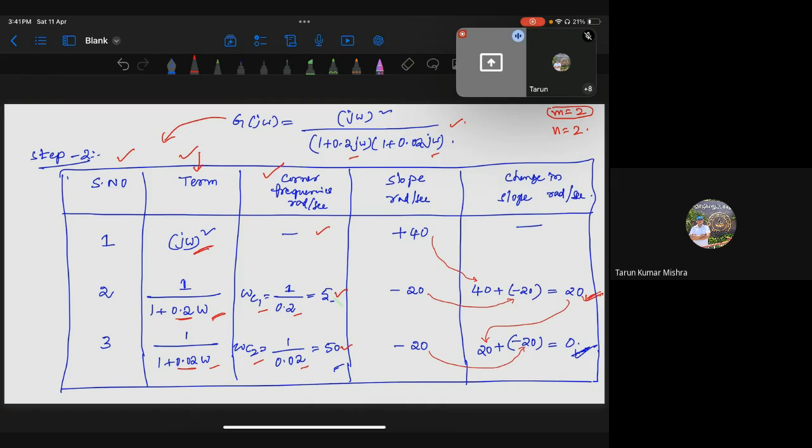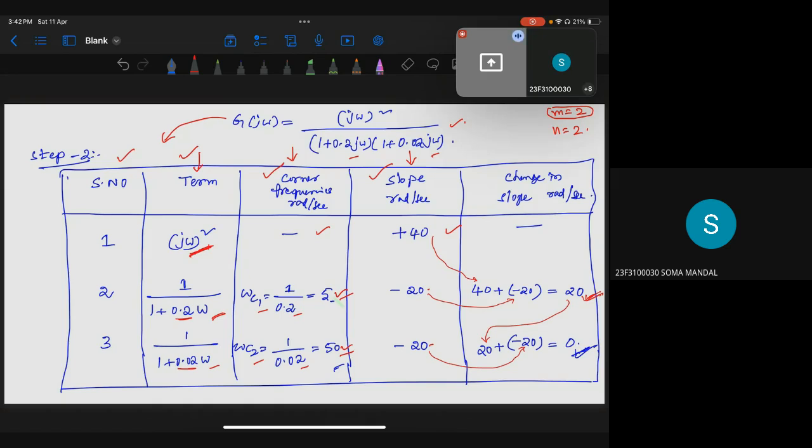Now we are finding the slope at each corner frequency. Here, what are these two things exactly? Zeros. A zero will always give you plus 20 dB per decade. A pole will give you minus 20 dB per decade. Here we have two zeros. That's why the slope is plus 40 dB per decade. That much slope it will inject into the system. Then we have one pole, so minus 20. We have another pole, minus 20. Is this step clear?